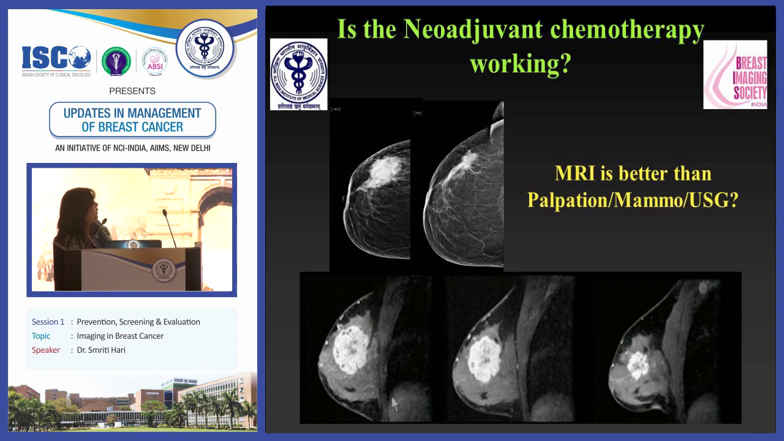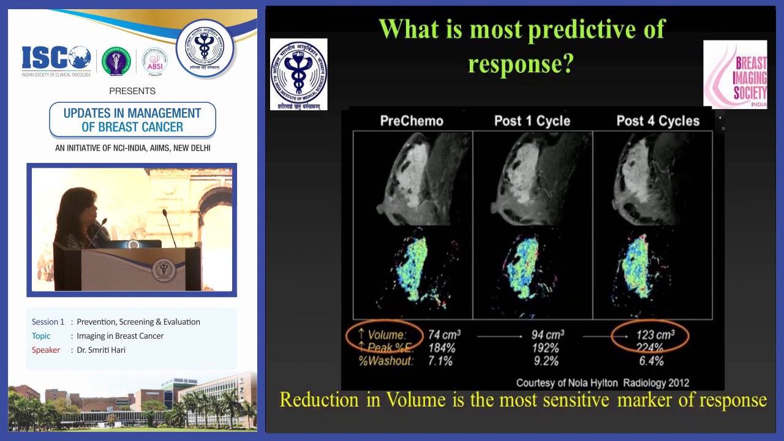Lastly, when we are giving neoadjuvant chemotherapy, is it working? So MRI is better than palpation or mammography or ultrasound, and the best MRI criterion is the volume. So when you look at the volume of the tumor, it shows an early change which is not perceivable on palpation or on mammography. So reduction in volume is the most sensitive marker of response.